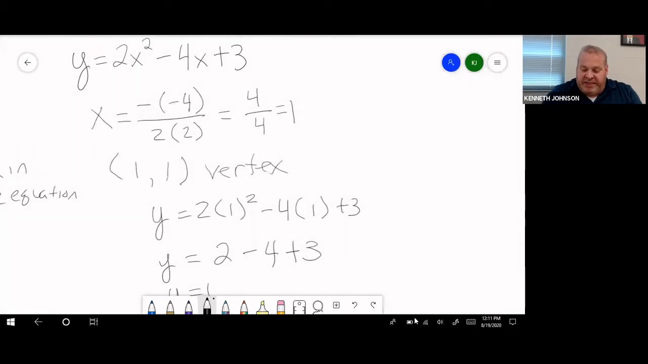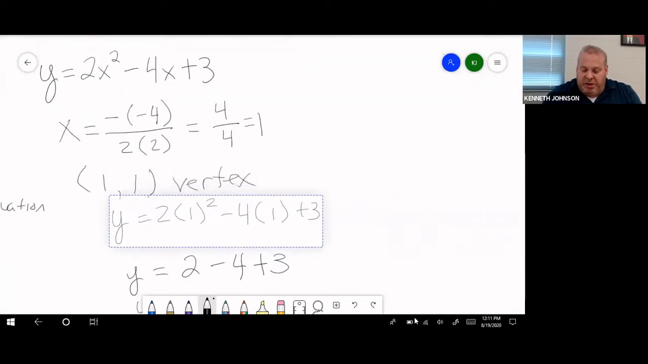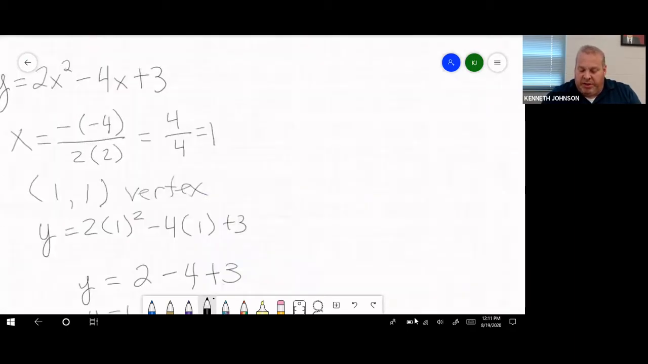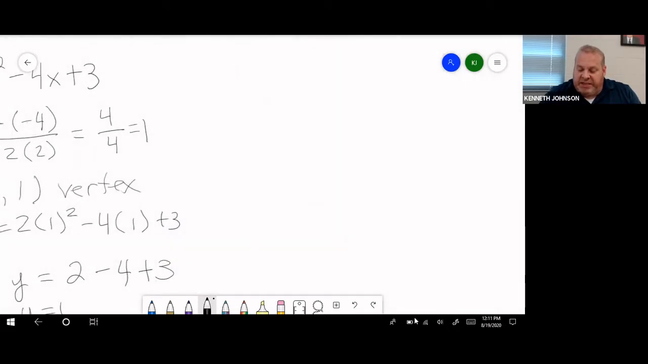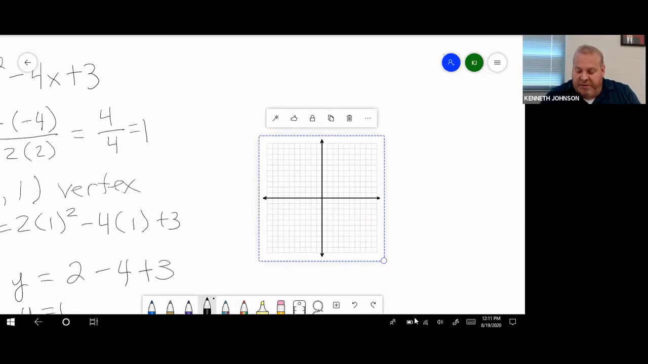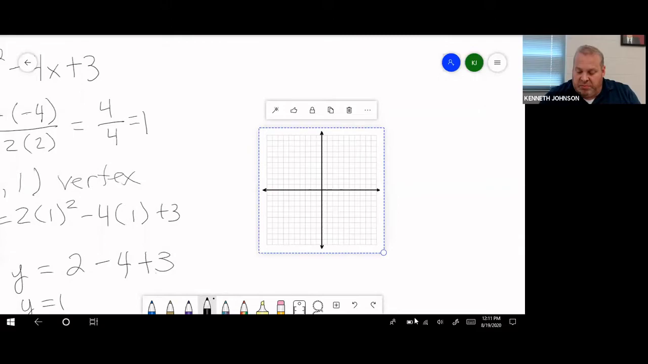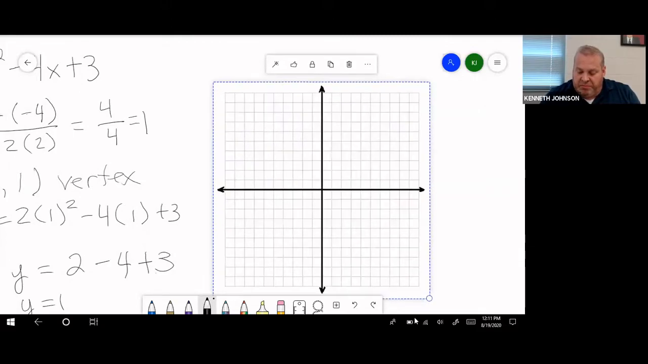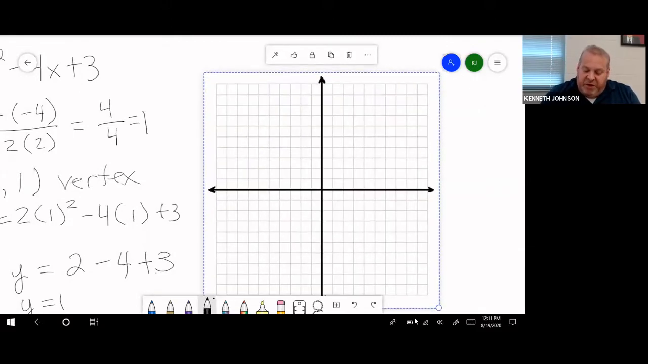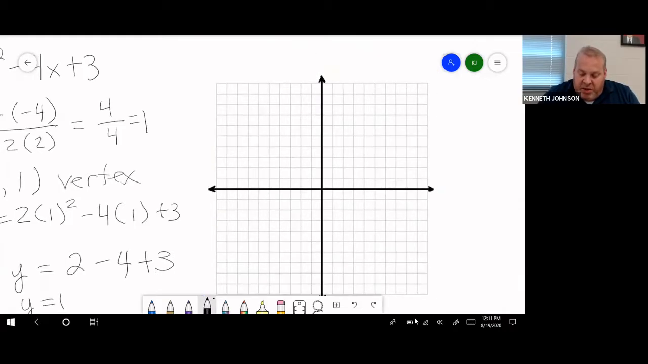So if I take this example here, didn't mean to grab that. If I take this example and let's say I throw in a graph. This is telling me that the vertex of my parabola is at 1, 1. So right there, there's the vertex of my parabola.